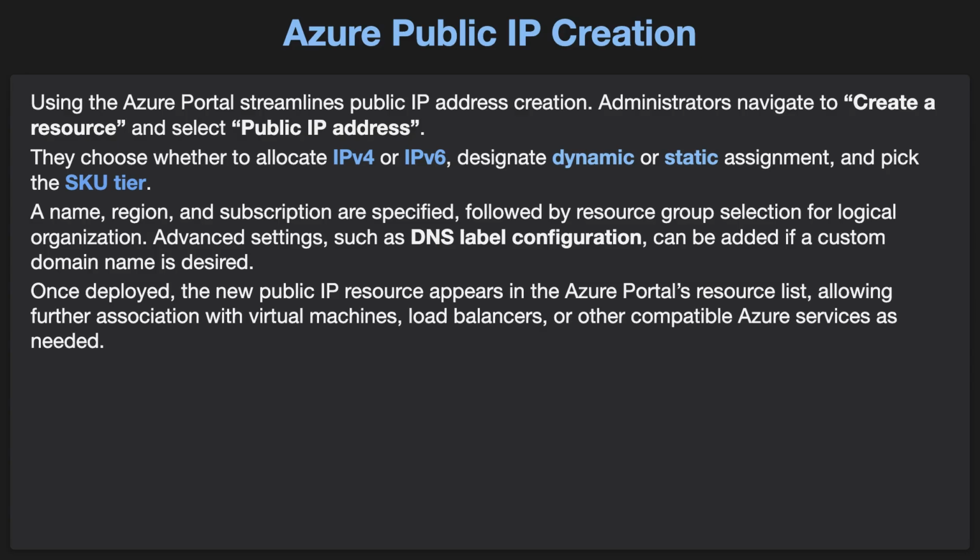Once deployed, the new public IP resource appears in the Azure Portal's resource list, allowing further association with virtual machines, load balancers, or other compatible Azure services as needed.